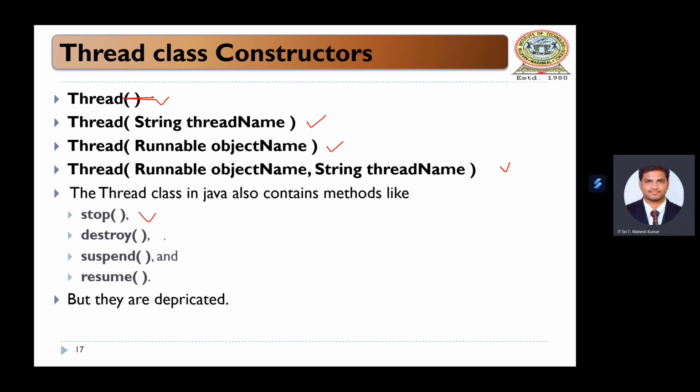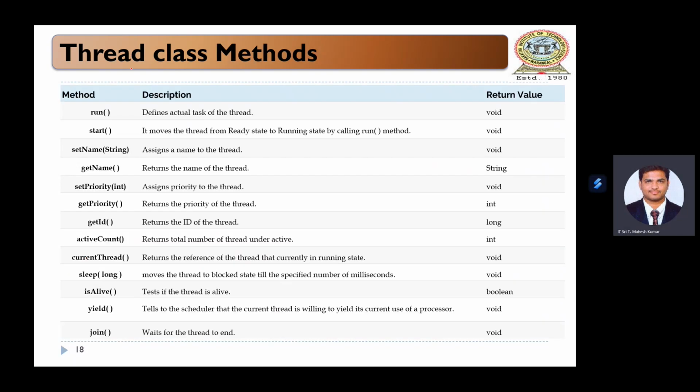And these are a few methods: stop, destroy, suspend, and resume. These methods are in the Thread class, but they have been deprecated. No one is using these methods now. Already built-in classes are there, and with the help of those built-in classes only, you use this. And these are the Thread class methods: run, start, setName, setPriority, getId, activeCount, currentThread, sleep, isAlive, yield, join. All these methods are available in the Thread class, and this is the description and the return value of these methods.